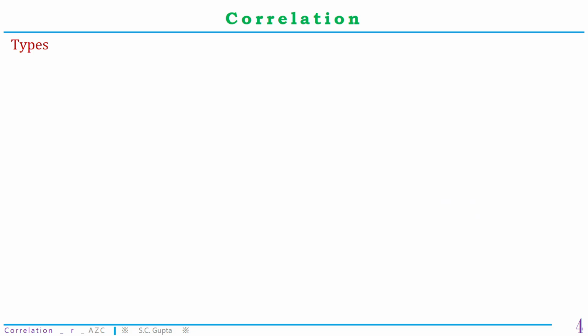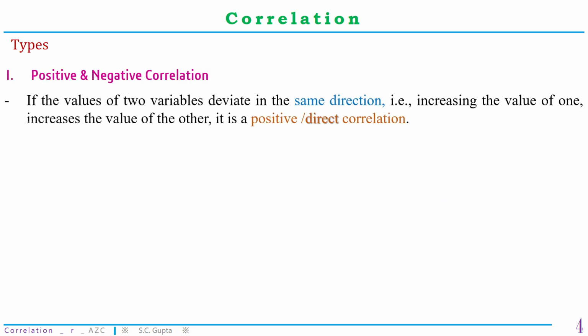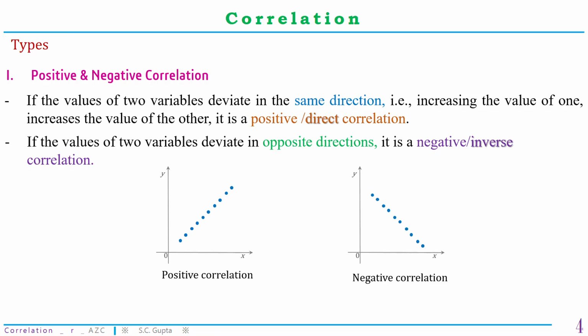Types of correlation. Positive and negative correlation. If the values of two variables deviate in the same direction, for example, increasing the value of one increases the value of the other, it is a positive or direct correlation. If the values of two variables deviate in opposite directions, it is a negative or inverse correlation.